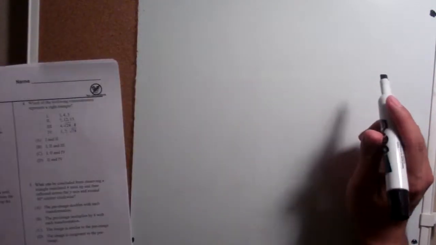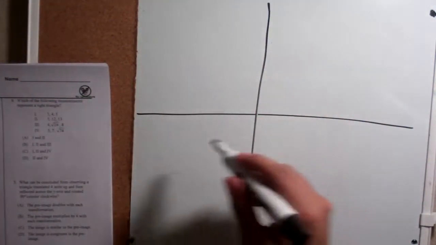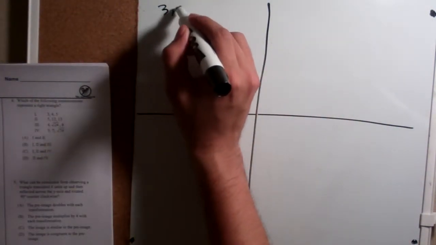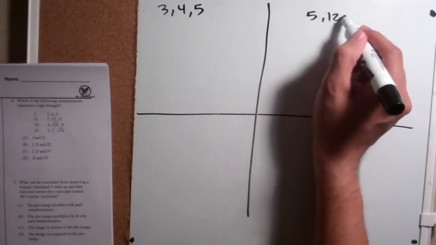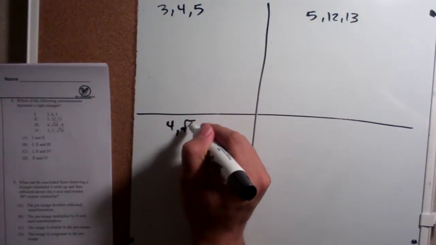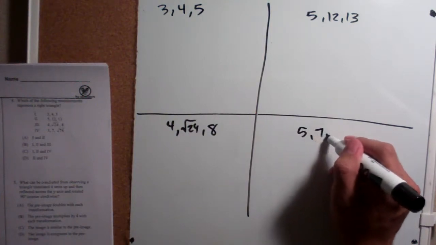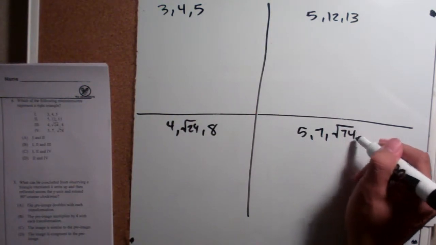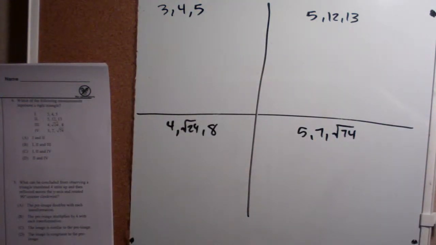All right, so I'm going to separate this between 4 different sections. The first one will be number 1, which is 3, 4, and 5. Second one will be 5, 12, and 13. Third, 4, radical 24, and radical 8. And 5, 7, radical 74. And what's awesome with this, when they set up the numbers, the last numbers here should be our hypotenuse.